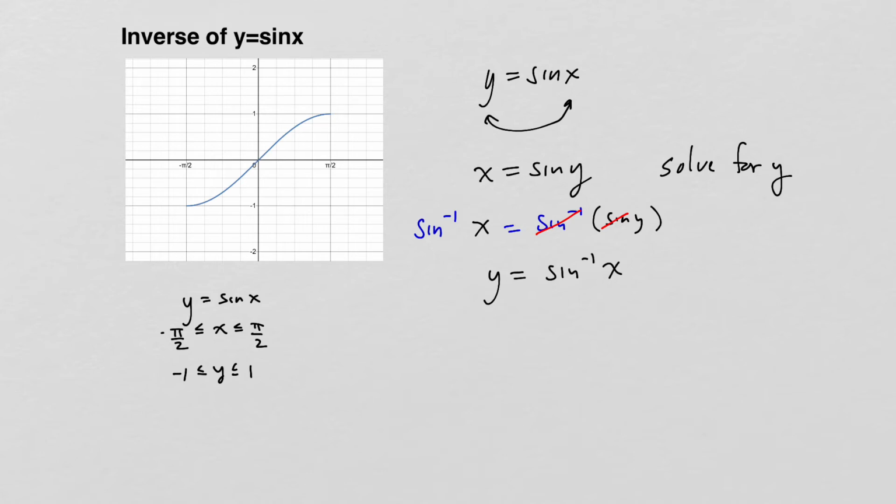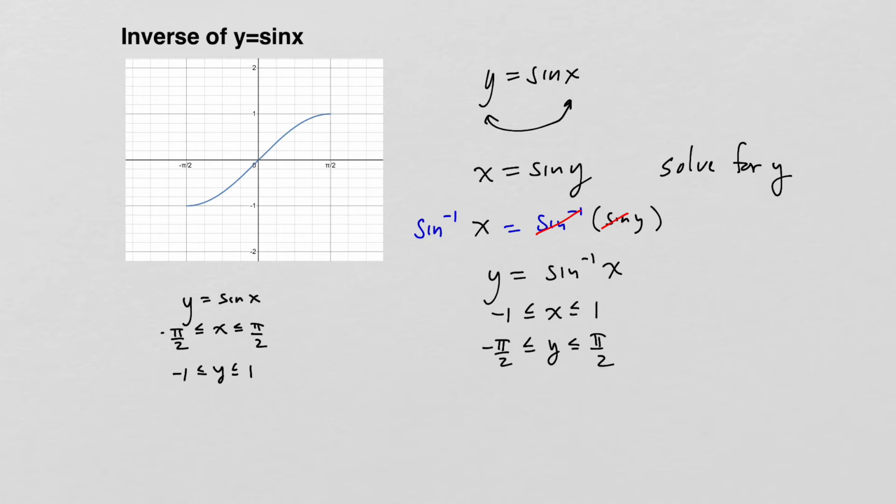Now, just like I mentioned earlier, when you have a function such as y equals sine of x, the domain of the function becomes the range of the inverse function, and the range of the original function becomes the domain of your inverse function. So for the inverse function, x will have to be a value between 1 and negative 1, and y will always be a value between negative pi over 2 and positive pi over 2.